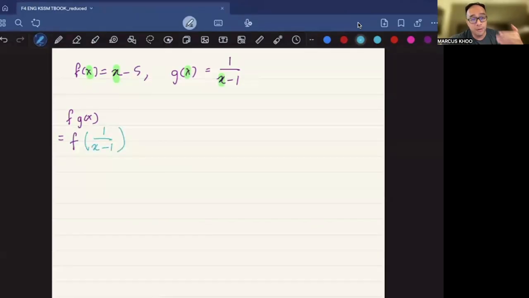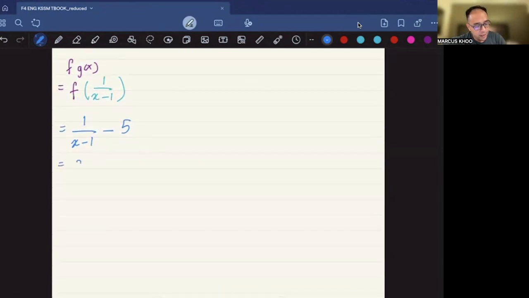Okay, as I said before, whatever is the object, we put it inside the equation. Therefore, this will give you 1 over x minus 1 minus 5. Unfortunately, you can't leave the answer as this. You have to simplify it. I'm going to show you the simplification now.